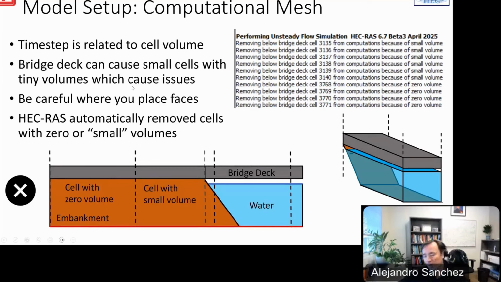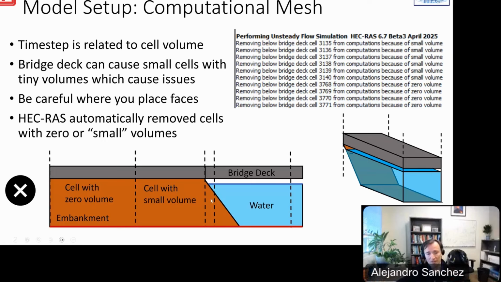You have to be careful how you place cells for the bridge. Coming from 1D, people are used to just making the bridge expand the upper deck and then go along the roadways to and from the bridge super far, and it doesn't really matter for 1D. Well, that's what you do. For this, it does matter because everywhere you put a bridge deck, you're cloning cells that are underneath. So in this case, on the lower right, you have a cell underneath the deck that has 0 volume.